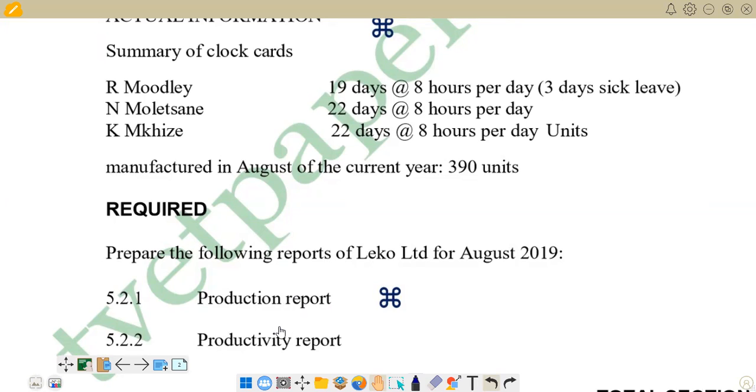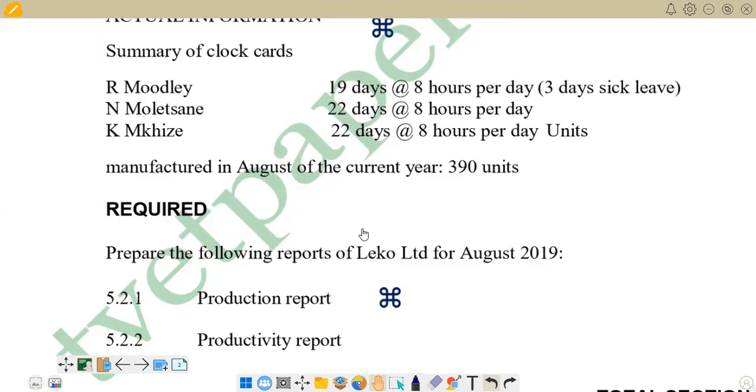On the production report, we are going to make a comparison of the hours. We compare the budgeted with the actual, and then we see the variance, and obviously we have to deduce whether we've got a favorable balance at the end of the period, or an unfavorable. We also look at the production in terms of the number of units. So we're going to compare 390 and 400, which is the budgeted, and then we come up with the conclusion whether we have an unfavorable or favorable. So that is what we have.